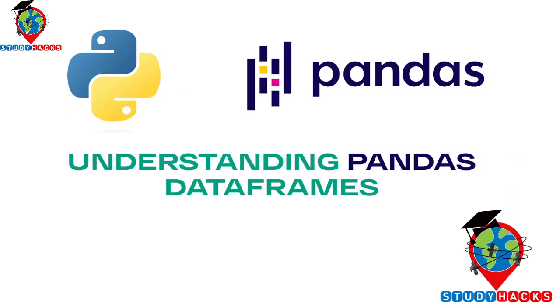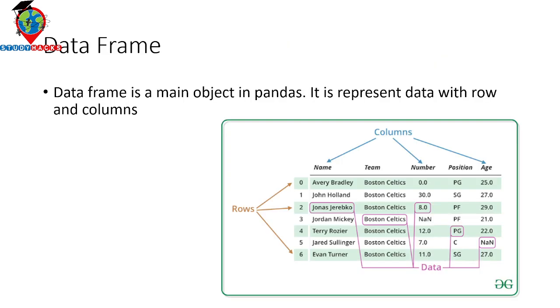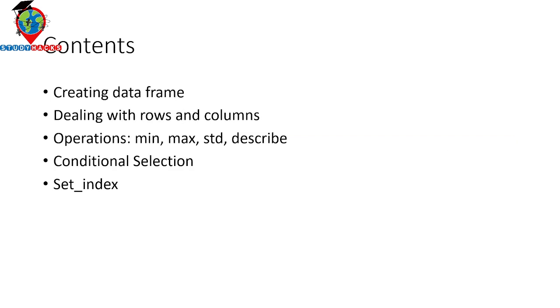Now in today's session, I will discuss the data frame and how we can work with it. First of all, what is a data frame? Basically, the data frame is the main object in pandas. It represents data with rows and columns. Here you can see we can find the rows, and we can also see the columns: name, team, number, position. This is the column and this is the row. So the data frame represents data with rows and columns, like a CSV file or Excel file, which shows rows and columns in the same way. In today's session I will discuss how we can easily create a data frame and deal with rows and columns.